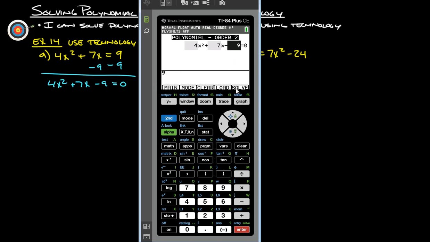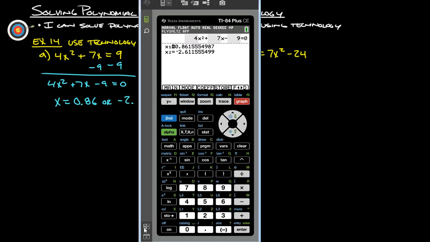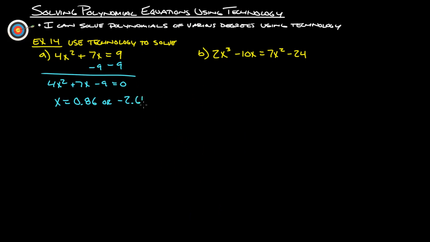And then over here, if you look, it says solve. So we push solve, and it gives us our 2 possible solutions. So 0.861, so forth and so on, and negative 2.6115. So we get x equals 0.86 or negative 2.61. So those are going to be our two solutions, and that's how we do it on the calculator.